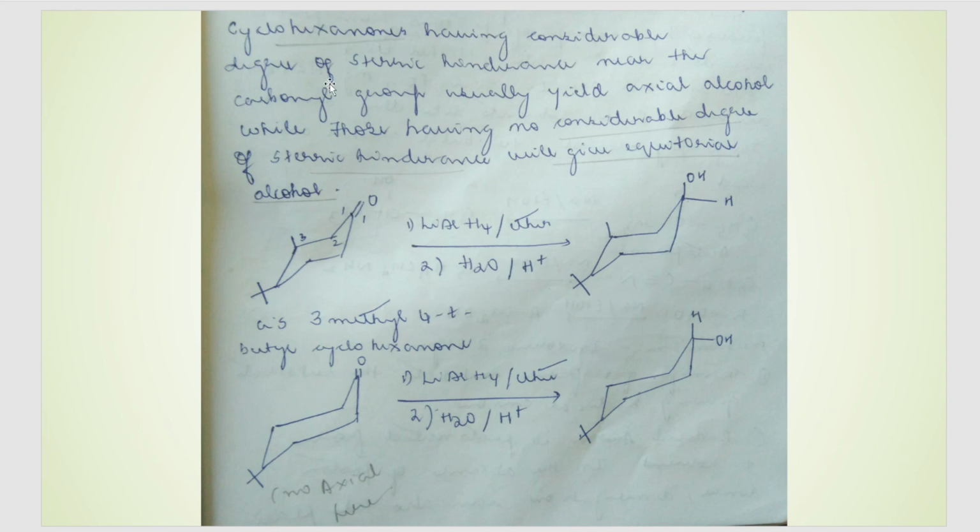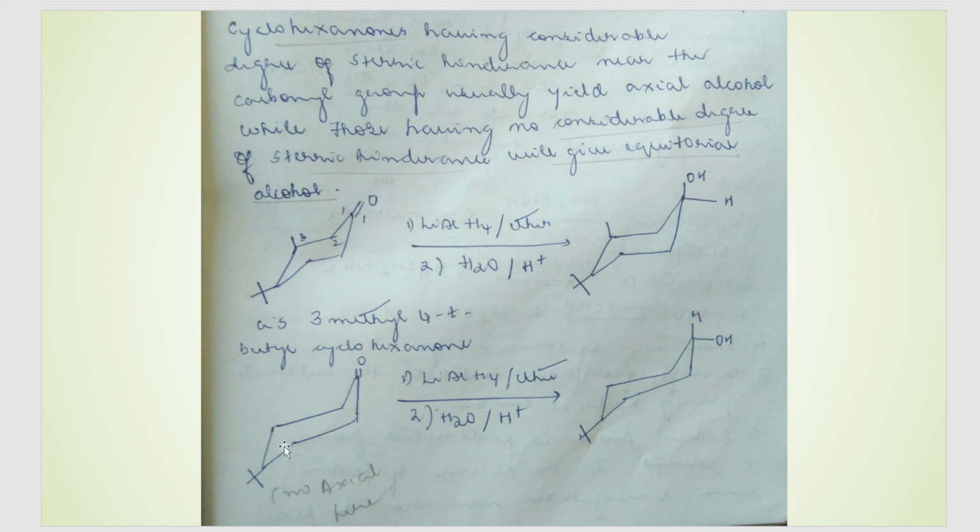Cyclohexanones which have a considerable degree of steric hindrance near the carbonyl group will usually yield an axial alcohol, while those which do not have considerable steric hindrance will give you an equatorial alcohol. Now you can see this is cis-3-methyl-4-tertiary-butylcyclohexanone. There is a carbonyl group here, but because of the presence of the 3-methyl group, a steric hindrance is created for the reagent, lithium aluminum hydride, when it has to send its hydride ion. Because of that, it yields an axial alcohol, wherein OH will be present in the axial position.